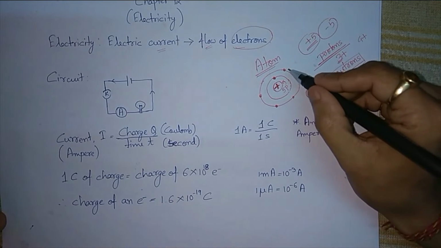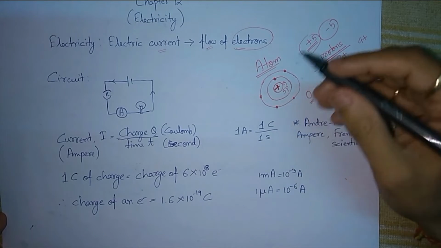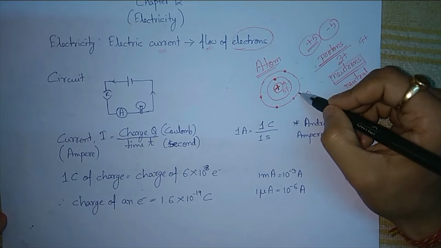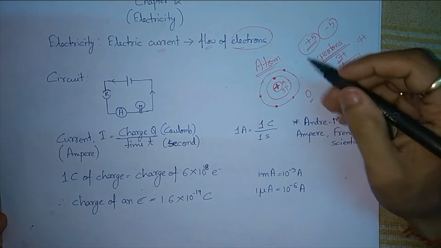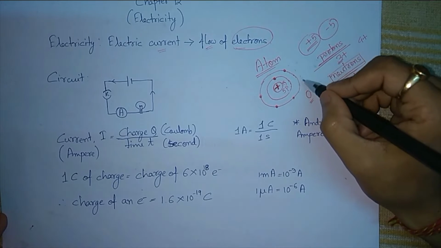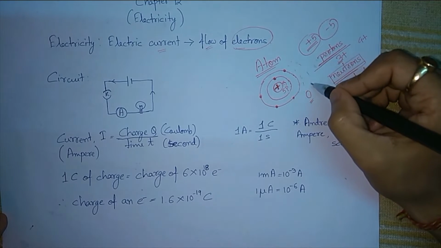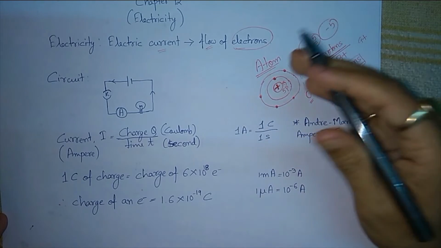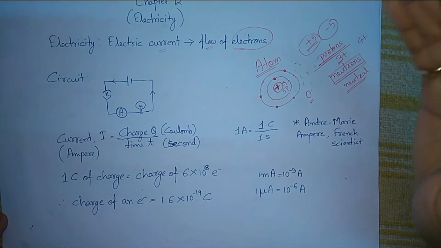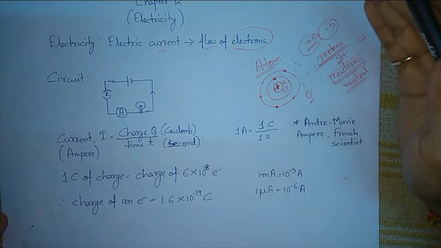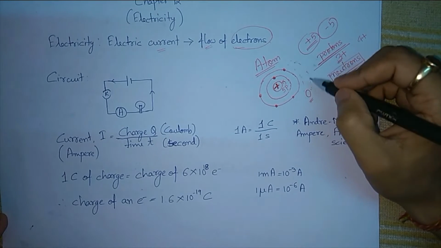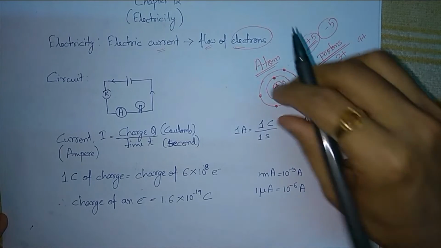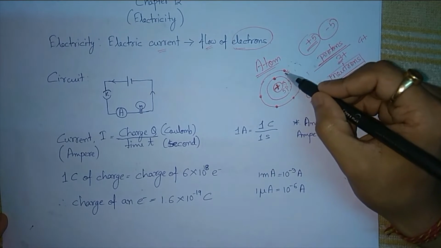Now, the outermost electrons. You can see here 2 orbits, and the outermost orbit is this one. If I draw 3 orbits, the outermost orbit will be the 3rd orbit. If I draw 4 orbits, the outermost orbit will be the 4th orbit. The electrons present in the outermost orbit are known as free electrons. Remember, here in this case the free electron is this one.